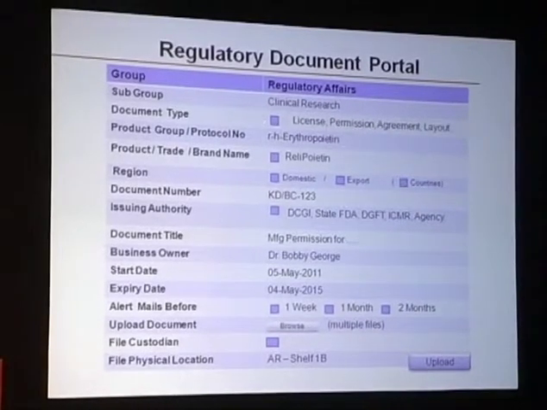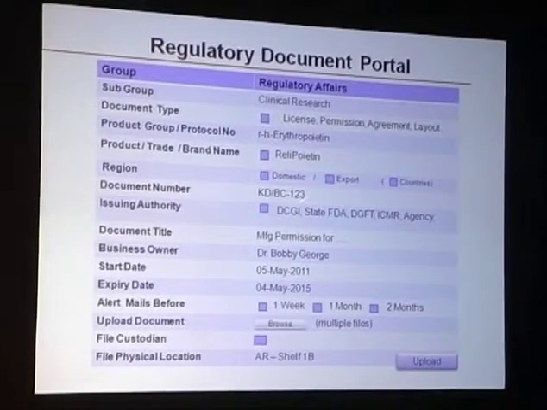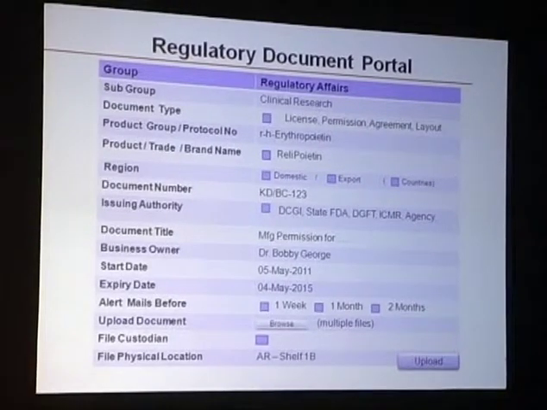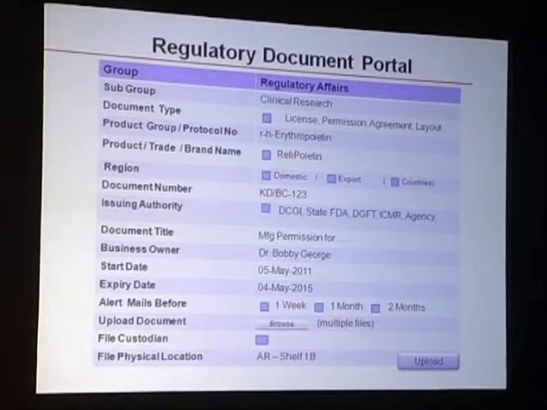What are the type of licenses we are looking at? Which is the drug which is under question? Which is the product brand name? Which is for domestic filing, export filing? Which countries are we looking at? Which is the document number? It may be a license or a permission. Which is the issuing authority for that? Who is the business owner for that? From when did we get the license, when it's expiring?